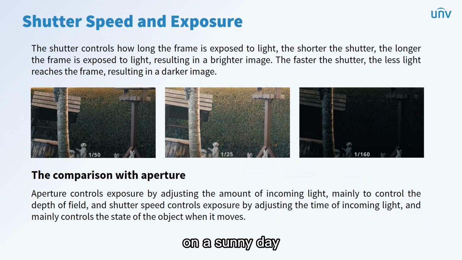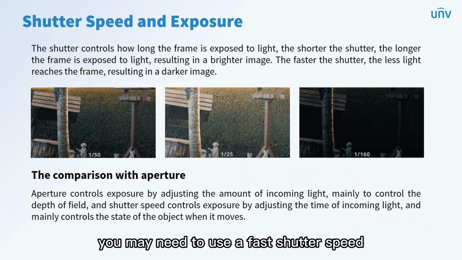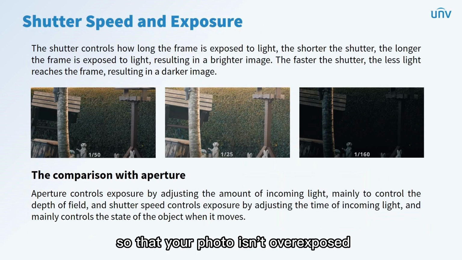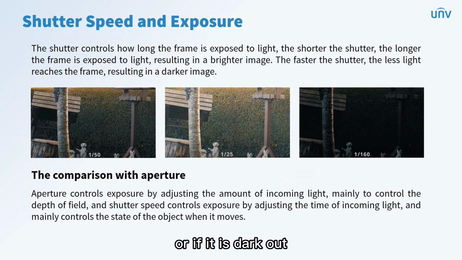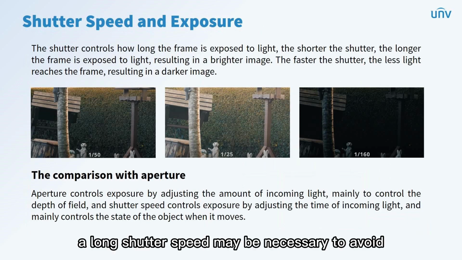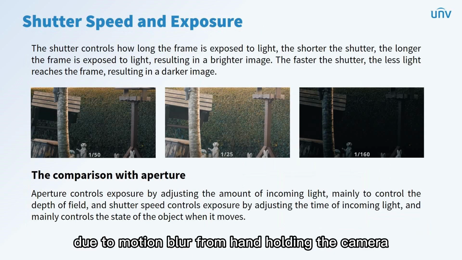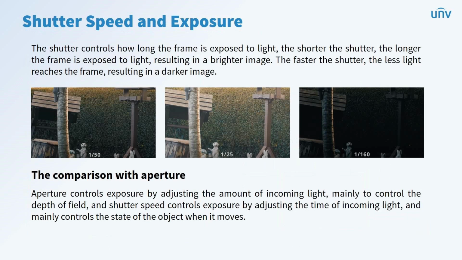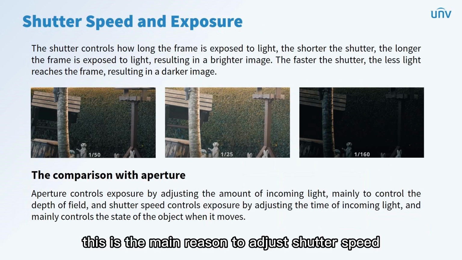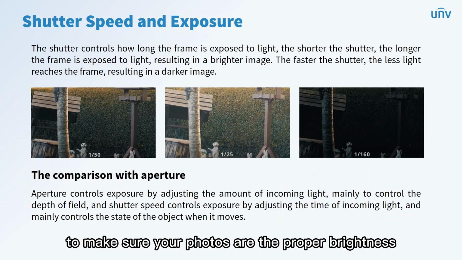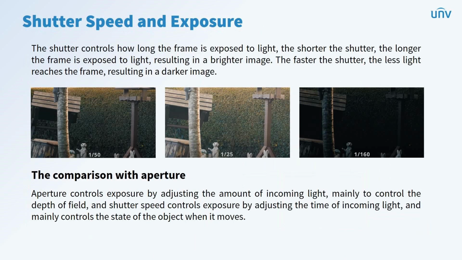On a sunny day, you may need to use a fast shutter speed so that your photo isn't overexposed. Or, if it is dark out, a long shutter speed may be necessary to avoid an extremely dark photo, which, in turn, could require a tripod due to motion blur from hand-holding the camera. This is the main reason to adjust shutter speed, to make sure your photos are the proper brightness.